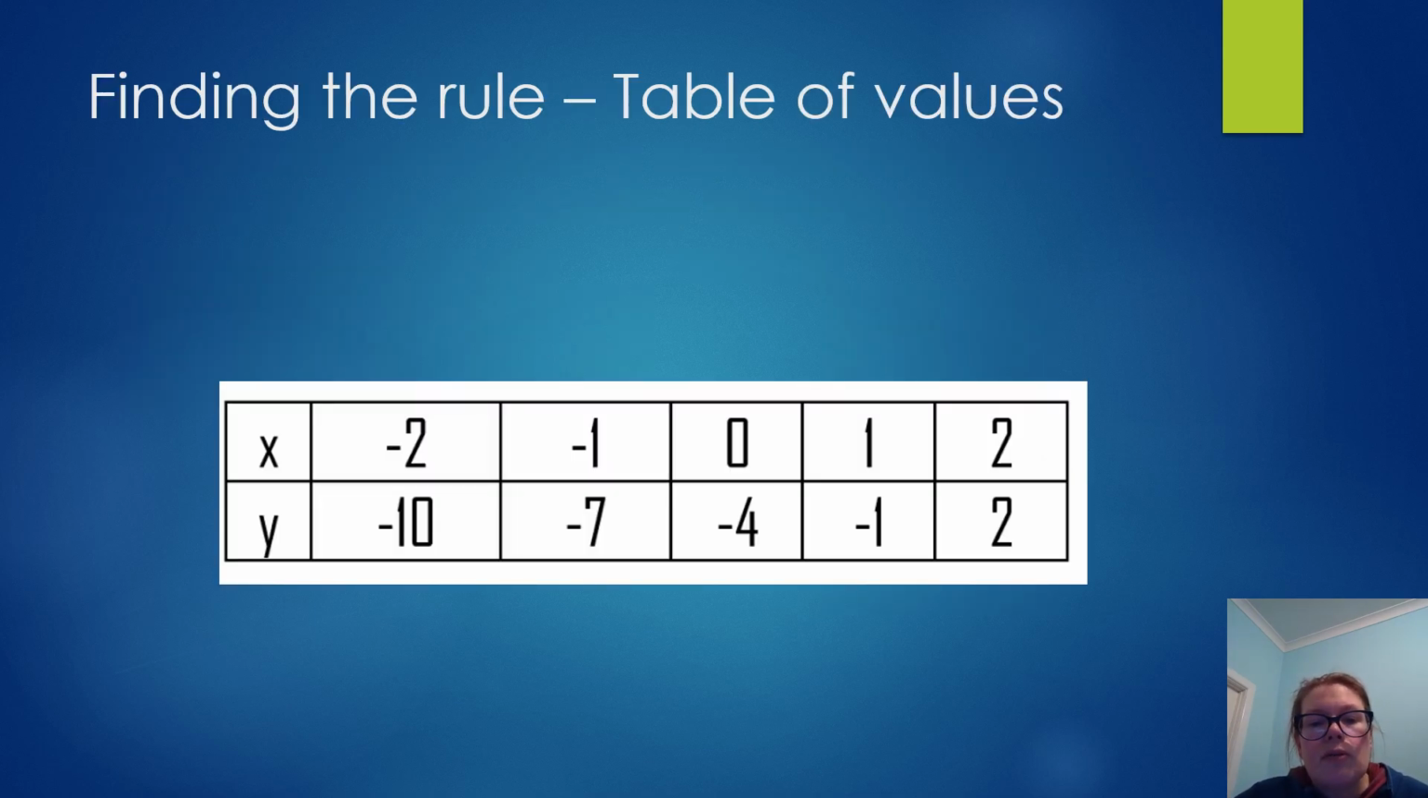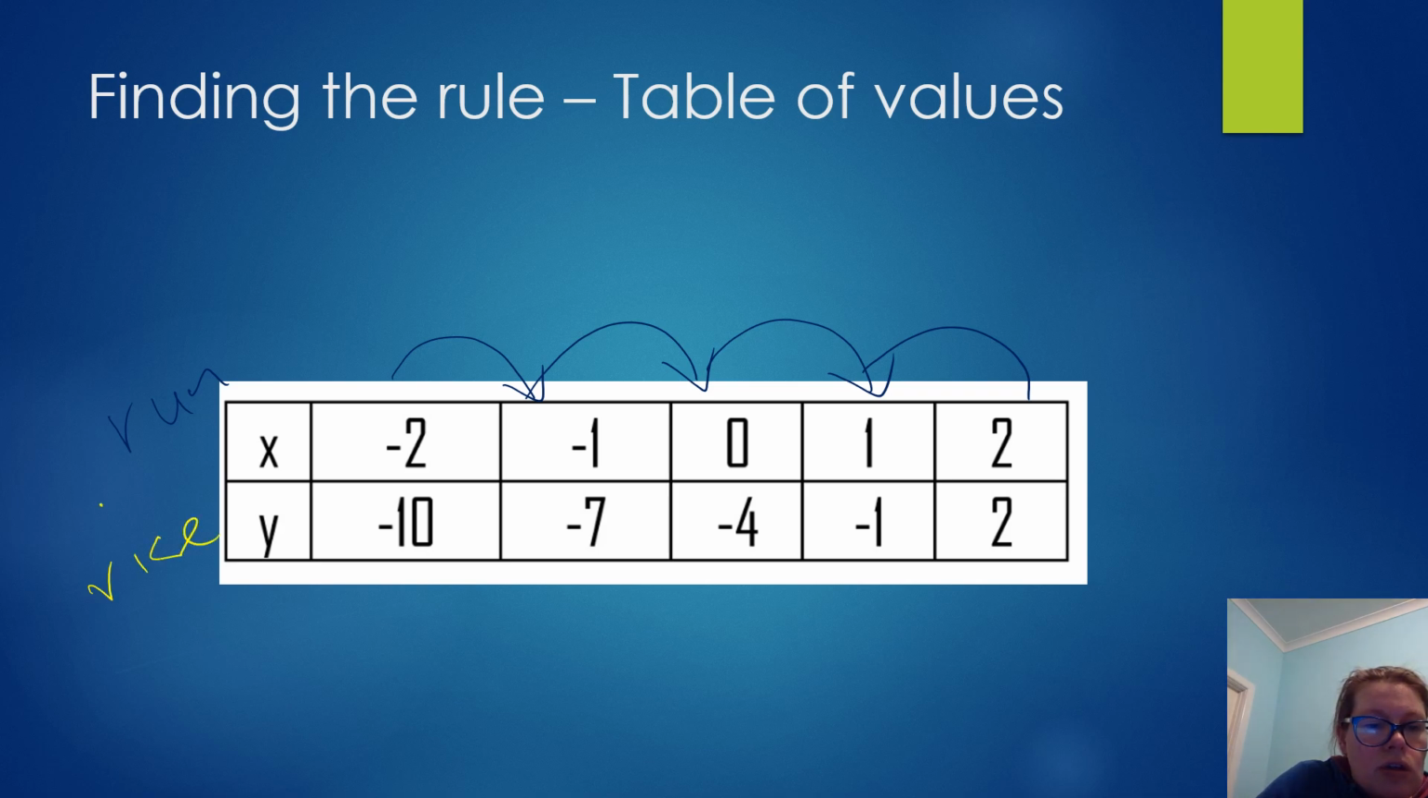So to find the rule from a table of values, we need to recognize that your run is your change in x, and your rise is your change in y. And we need to make sure that those steps are the same for each jump. So for this one, we're going up by 1, so it's plus 1 each time, and it's consistent across the table. For our rise, we're going up by 3 each time.